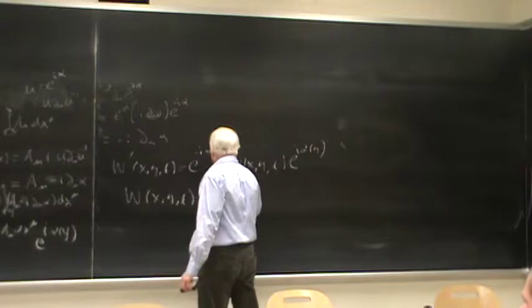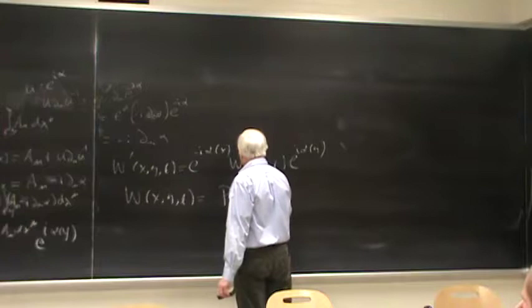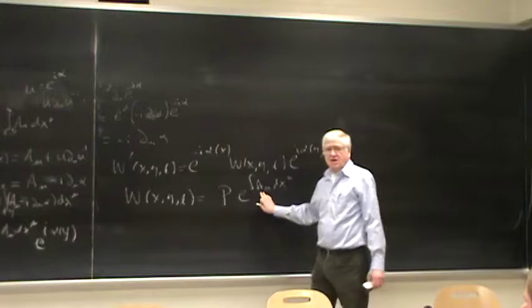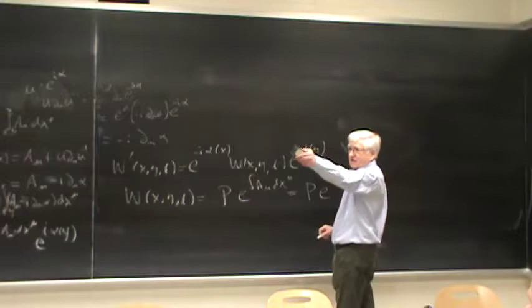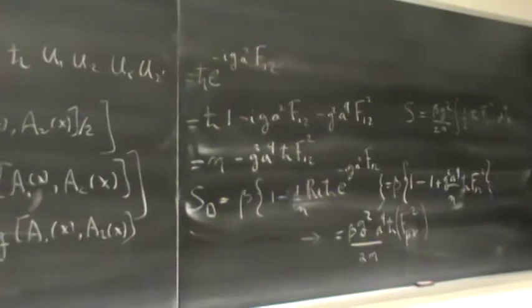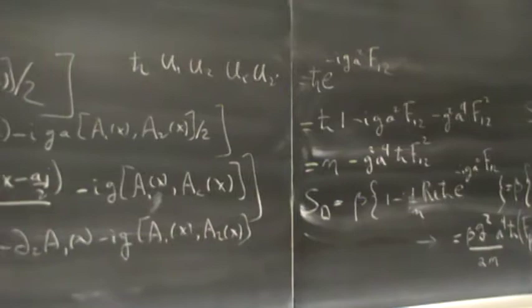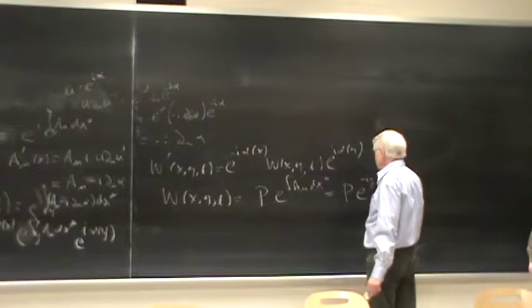Is a path-ordered exponential of e to the integral a mu dx mu. In other words, this is P e. And the notation I used there was a was minus ig. You can just as well take ig a, and then all the formulas change a little bit with minus signs, but it's the same basic thing. So minus ig integral t a, a mu dx mu.